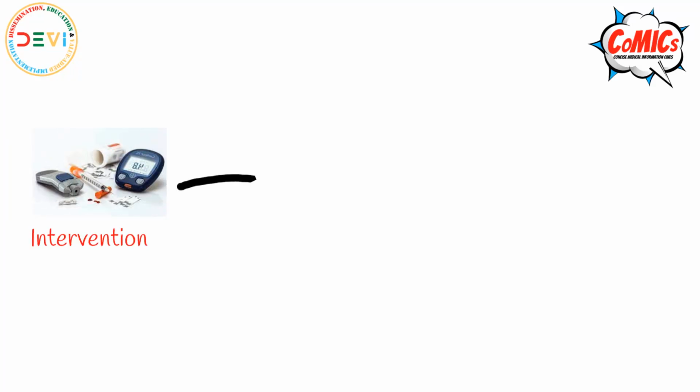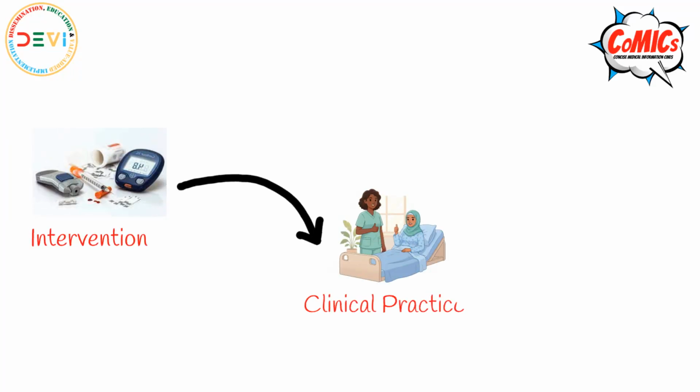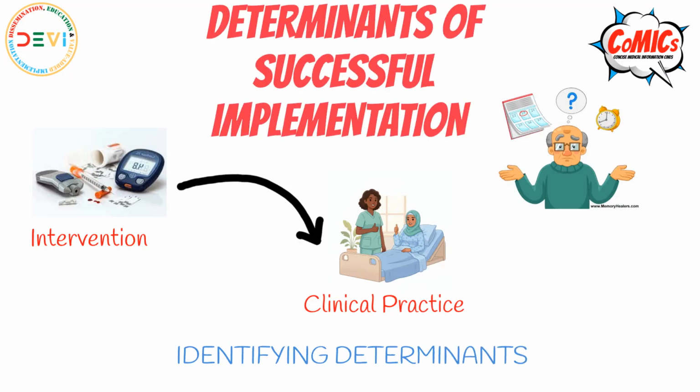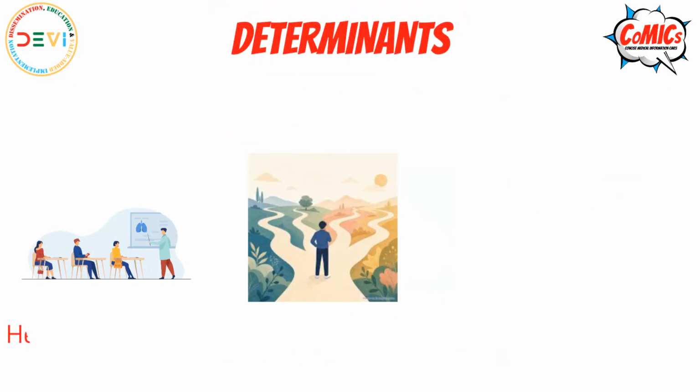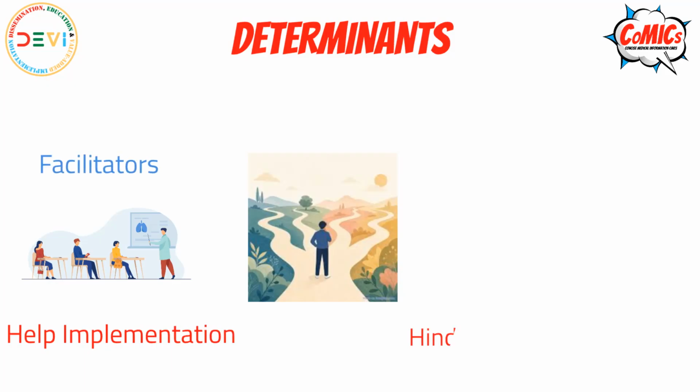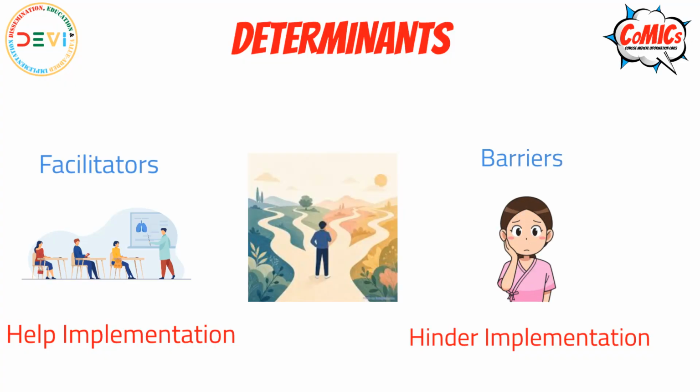You have a great new intervention, but will it actually be used in practice? To answer this, we need to identify the factors that could help or hinder implementation. These factors are called determinants. Some factors make implementation easier. These are facilitators. Others make implementation more difficult. These are barriers. Identifying both helps us understand what needs to change before we introduce an intervention.